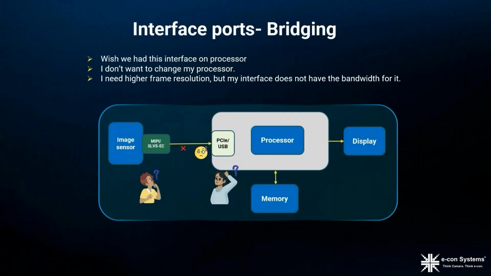The next challenge is unavailability of the required interface ports, but I can't change my host processor for this reason. In this block diagram, the image sensor can send data via either MIPI or SLVS-EC interface, but the processor can accept data on PCIe or USB interface. Another challenge in this block diagram is to match the bandwidth between the two different types of interfaces.